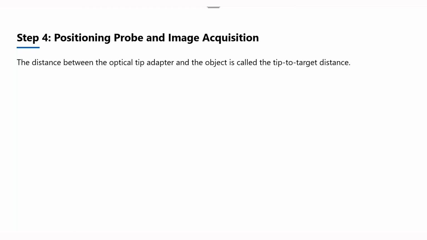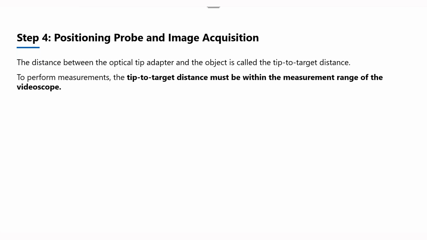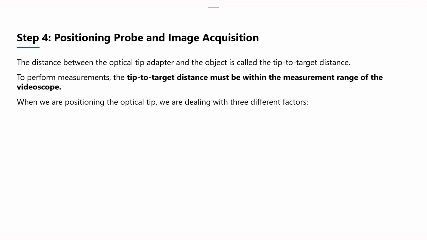So the other very important step is positioning the probe. One of the most important things in positioning the probe is the distance between the optical tip and what you're measuring. This is called tip to target distance. It's very important if you want to do a measurement, as each videoscope has a specific range of distances that you can measure. Of course, depending on what we're measuring, we're going to be farther or closer to the surface.